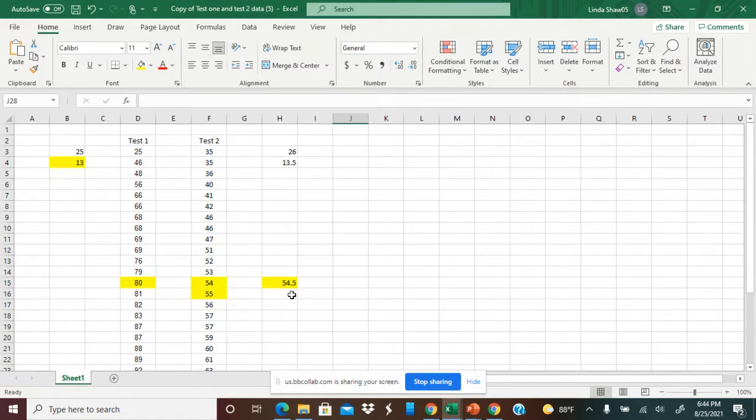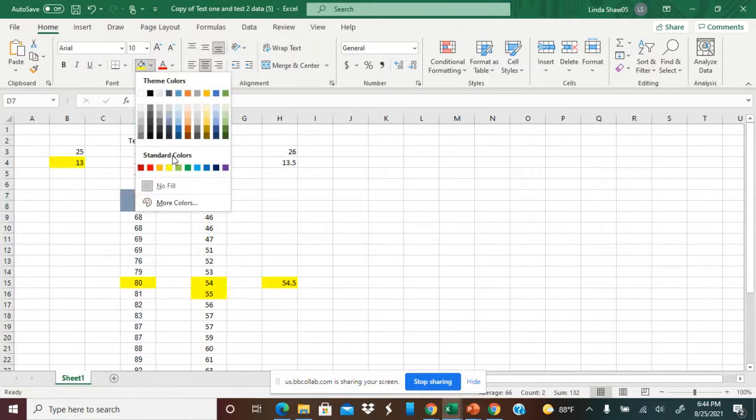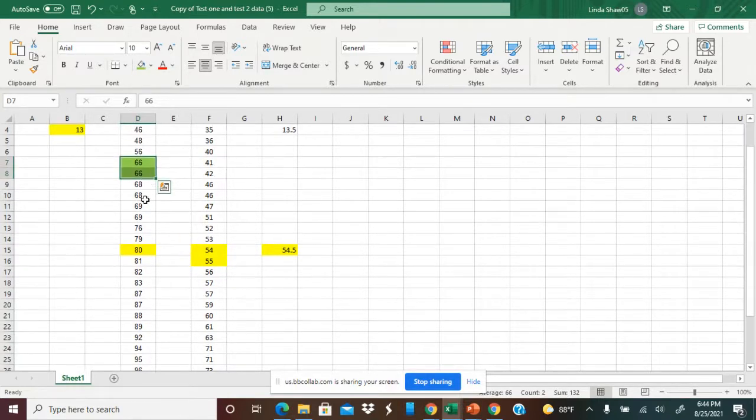Okay, so Linda, let's go ahead and find the modes for each of these as well, because that's the measures of center. So over here, I see 66 has occurred twice. Let's see, 68 has occurred twice.